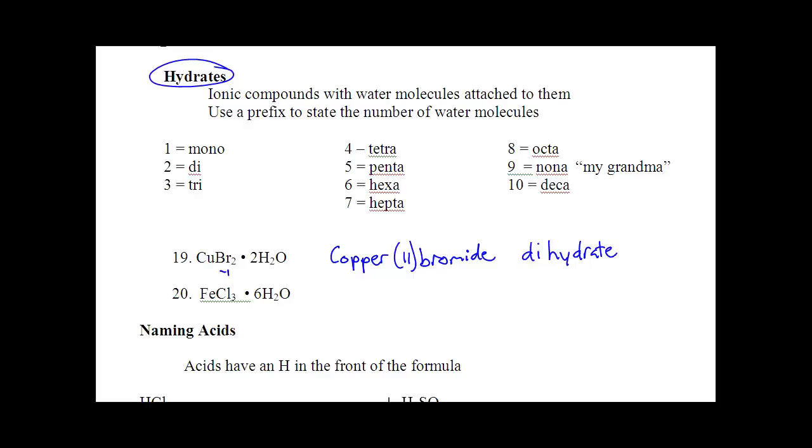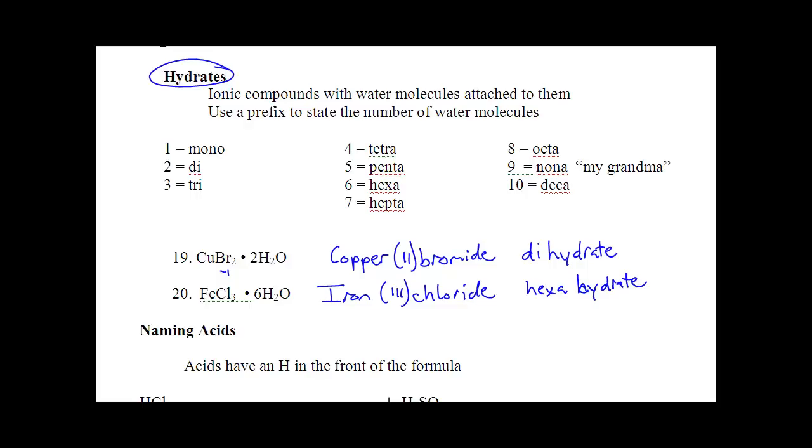But now you just throw monohydrate, dihydrate, pentahydrate, just however many water molecules there are. FeCl3, that's iron. Cl is chloride. You're going to notice that that iron has multiple charges. In this case, iron is going to be 3, iron 3 chloride, and there are 6 waters. 6 is hexahydrate.